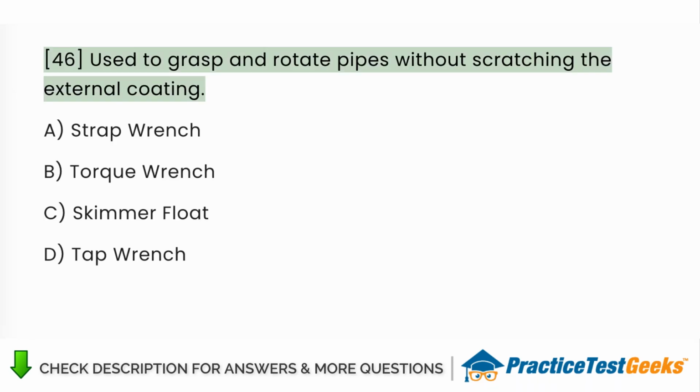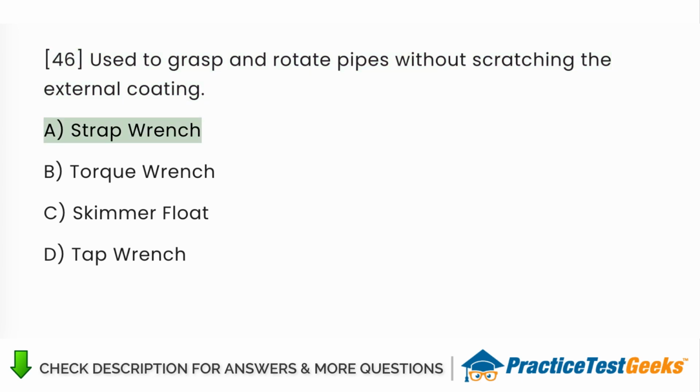Used to grasp and rotate pipes without scratching the external coating. A. Strap wrench. B. Torque wrench. C. Skimmer float. D. Tap wrench.